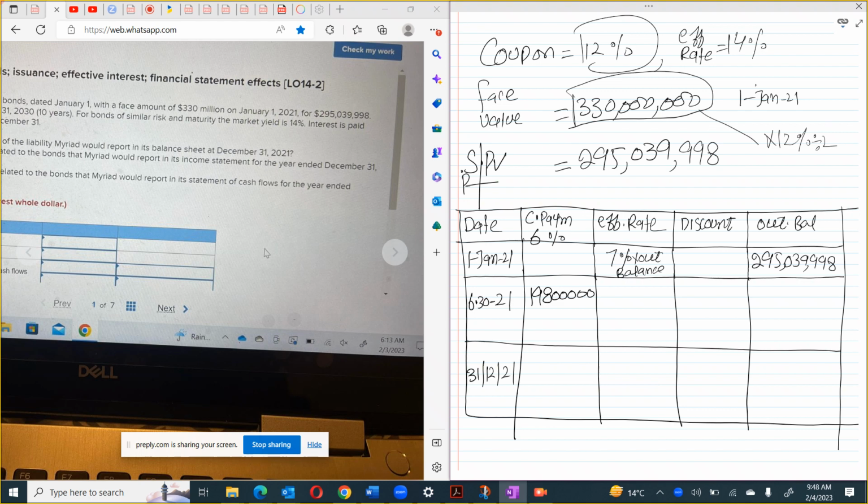Now, second entry you will make. You will debit the bonds payable. Remember, the liability is reduced now, 740,000, and credit the cash by 740,000. Got it? Any questions so far?